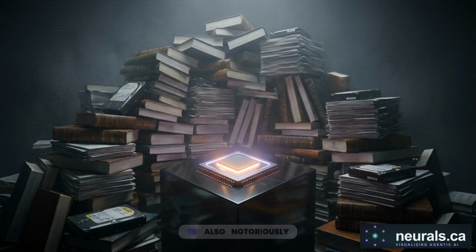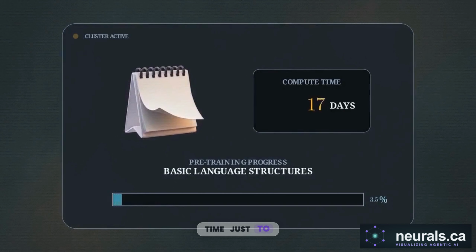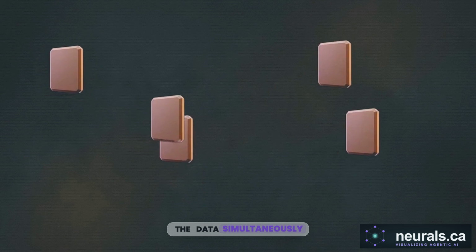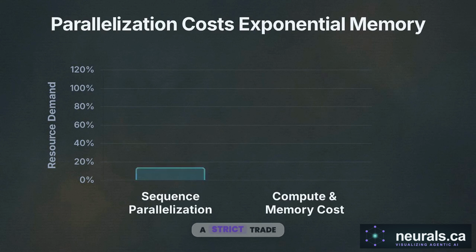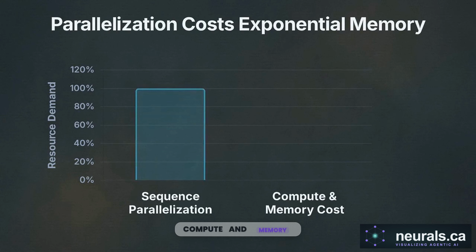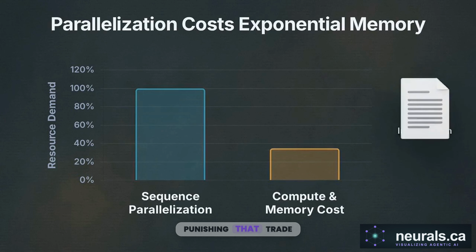The architecture is also notoriously hungry for data. Training a transformer from scratch demands massive text corpora and weeks of uninterrupted GPU cluster time just to learn basic language structures. And because it ingests all the data simultaneously, the transformer makes a strict trade. It gives up compute and memory efficiency to achieve total sequence parallelization. The longer the document you feed it, the more punishing that trade becomes.